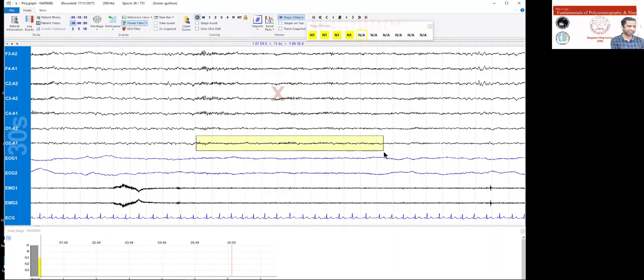There is a slight increase in EMG activity, and it might be an arousal. We'll see that. Alpha activity is shown, but it's not more than 50 percent of the total epoch.